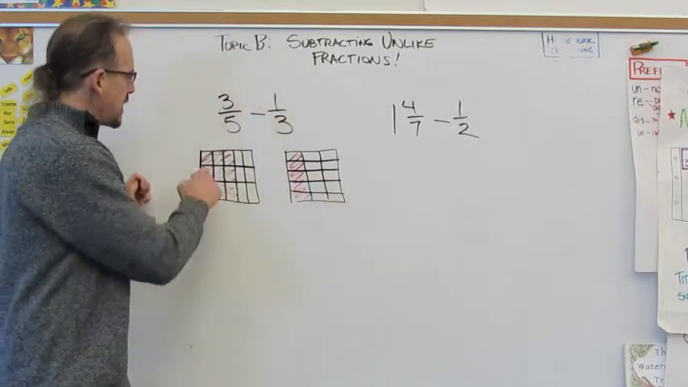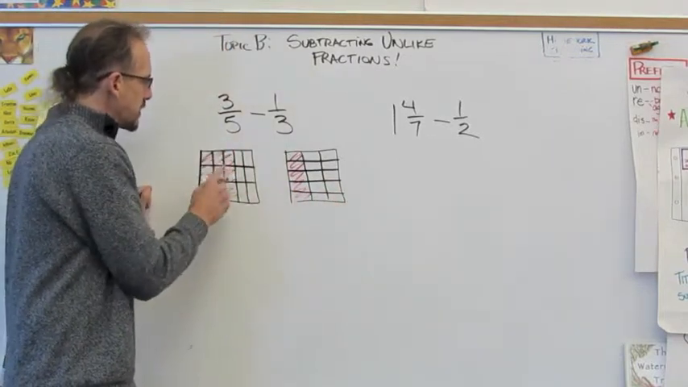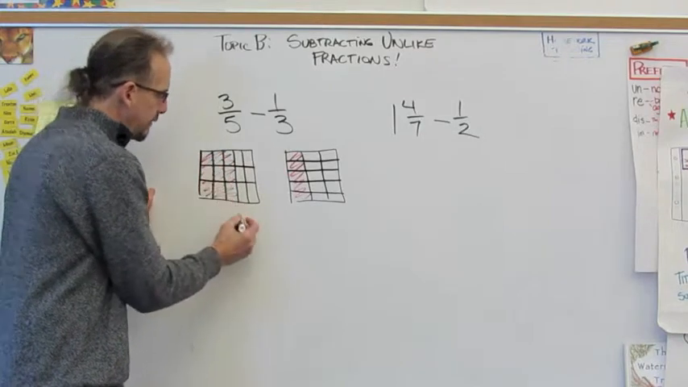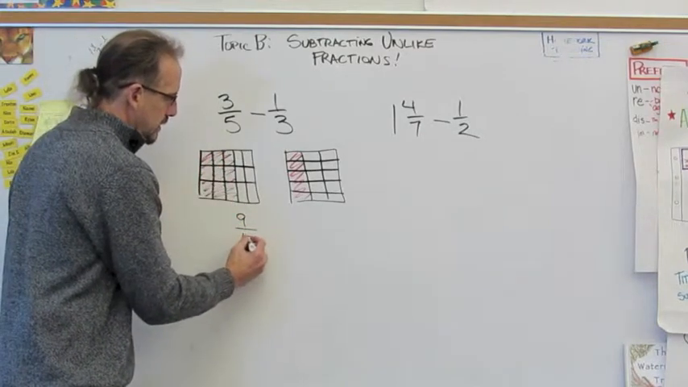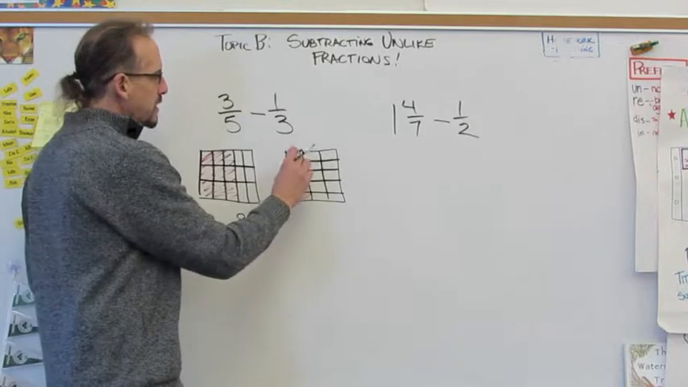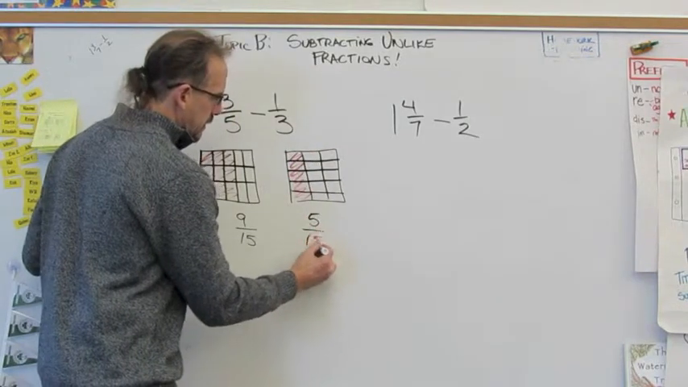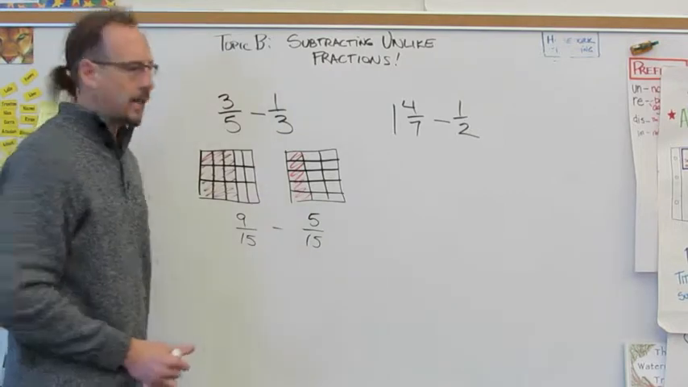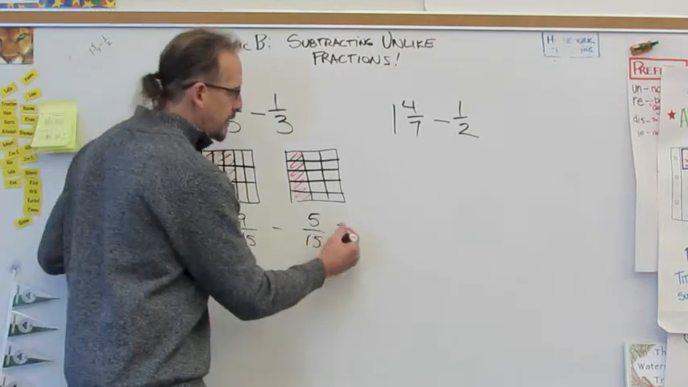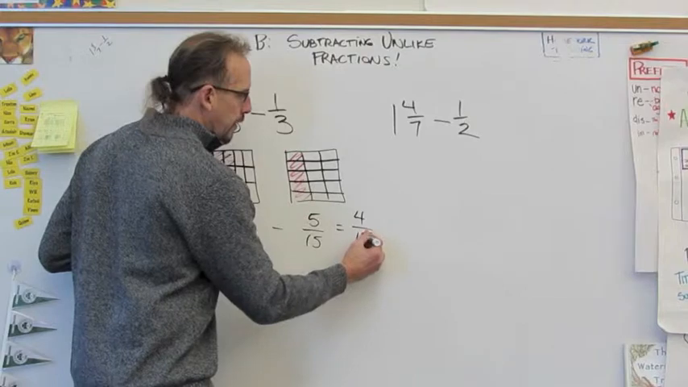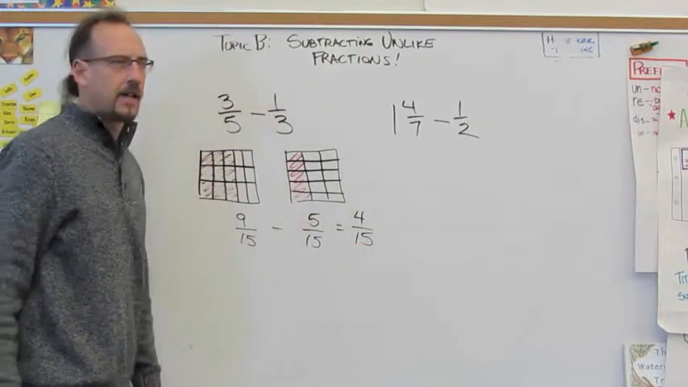And now I can see that this 3/5 is the same as 3, 6, 9 15ths. And that 1/3 is the same as 5 15ths. And now they are easily subtracted. 9 15ths minus 5 15ths, 4 15ths.